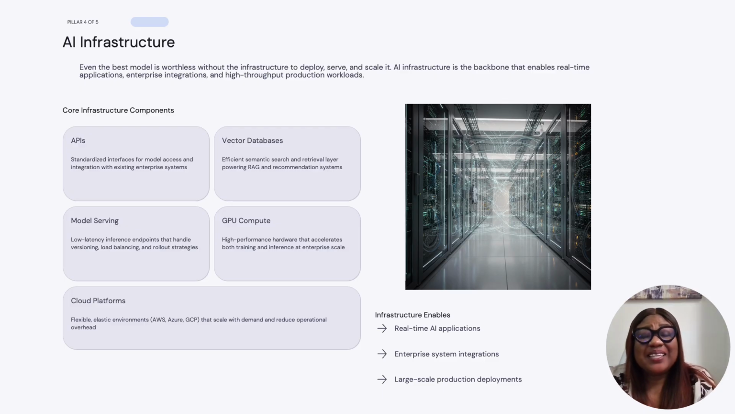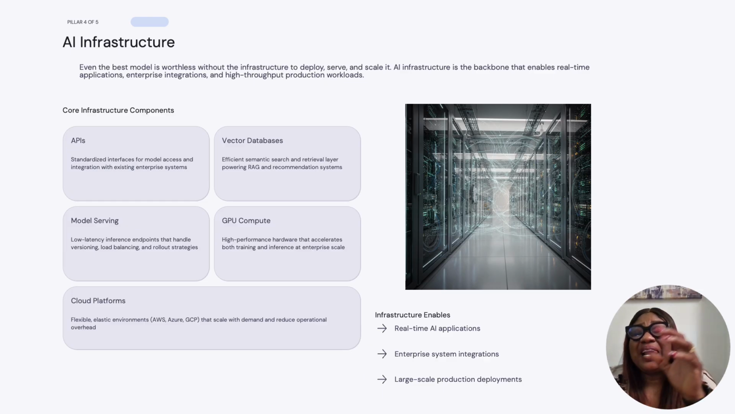The fourth pillar is AI infrastructure. Even the best model in the world cannot help a user if it cannot run reliably. Infrastructure includes things like APIs that allow applications to access models, vector databases that store embeddings for retrieval, model serving systems that manage inference. Remember, I taught you that when users are using the model, we call it inference. But when we're still training the model, that is the training phase. We have the GPU hardware for compute and cloud platforms that scale the system.